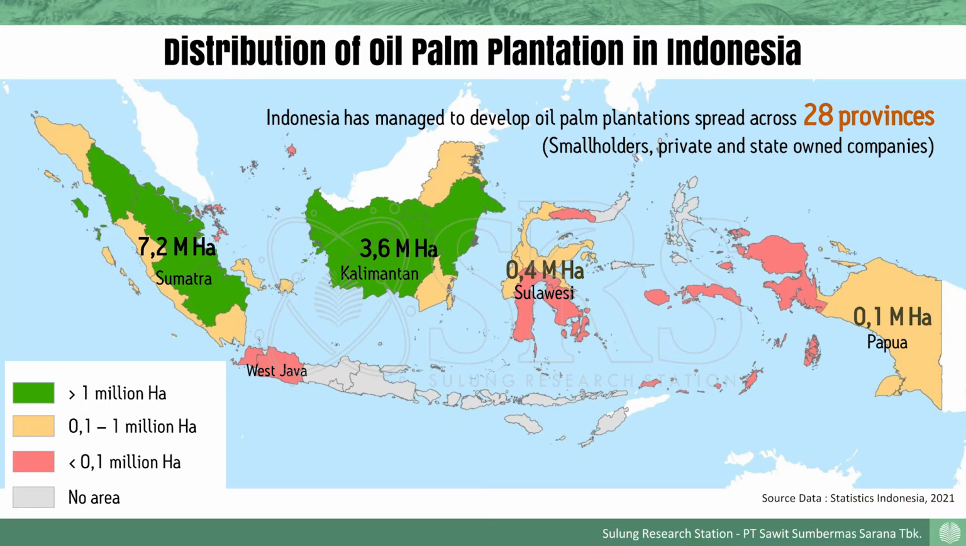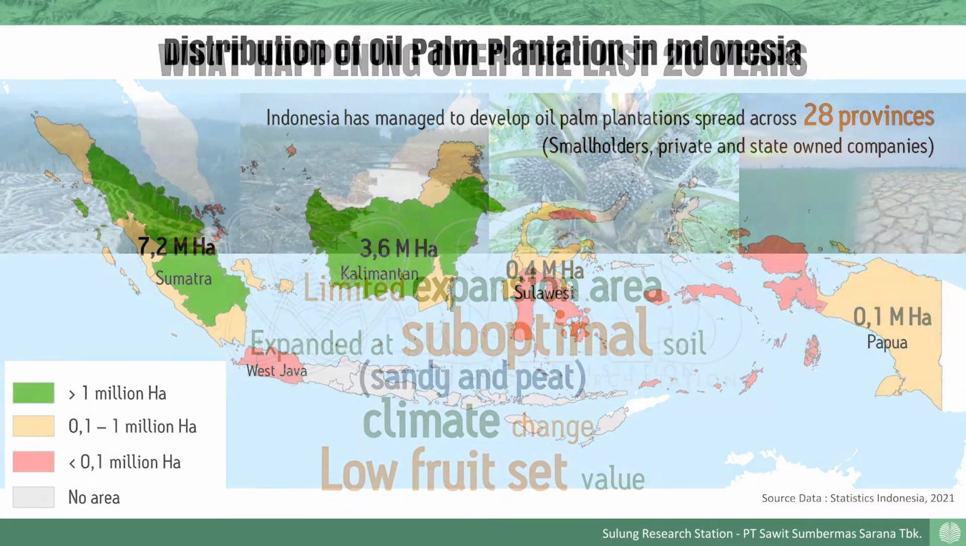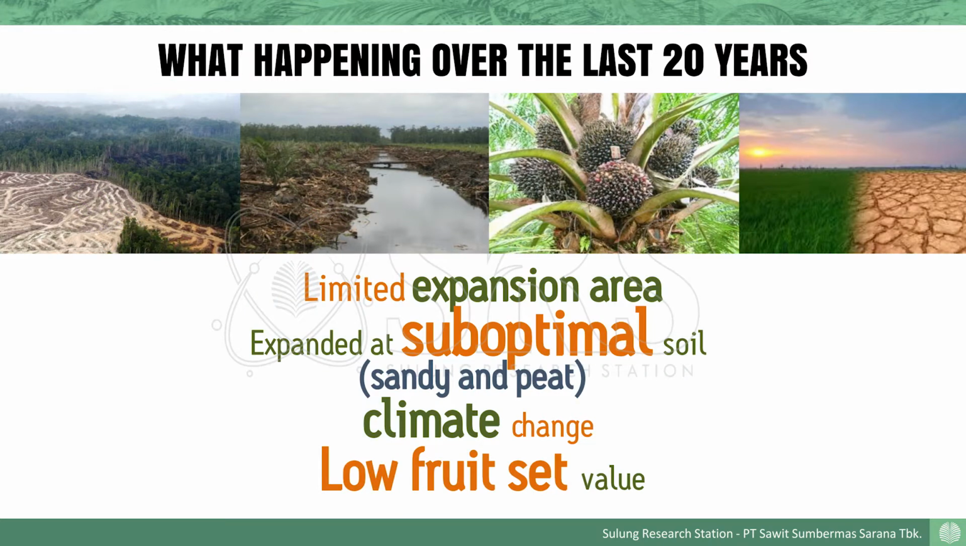Data from BPS show the biggest area of plantation in 2022 is in Sumatra and Kalimantan, which is over 1 million hectares. So, what has happened over the last 30 years in oil palm plantation? There were some issues such as limited expansion area, so the plantation expanded to suboptimal soil like sandy and peat. Climate change also, and the low fruit set value, as we will discuss later.